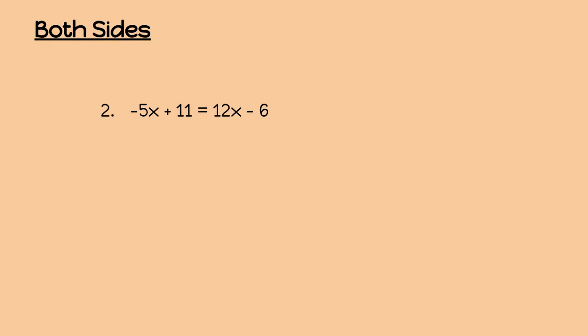Next, we'll look at the second example. Now we have a negative on the left, a positive on the right. Again, your choice. If you want to bring the 12 over, go ahead. I prefer to keep everything positive if I can, or if it's convenient for me. So in this case, it is. I get 11 equals 17x minus 6.